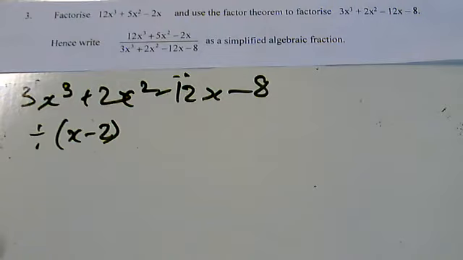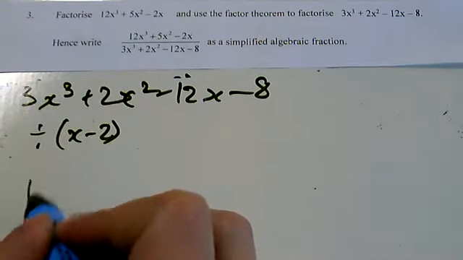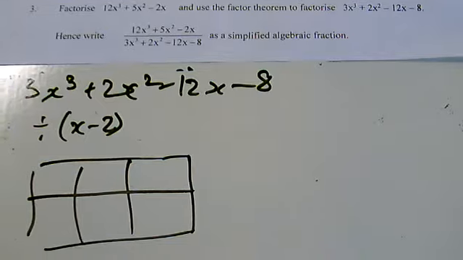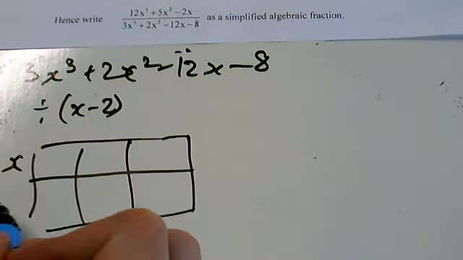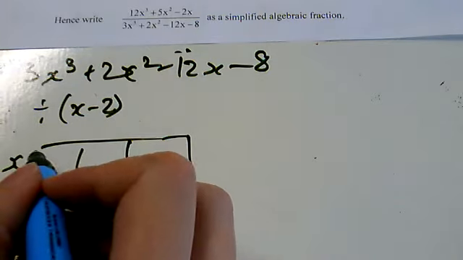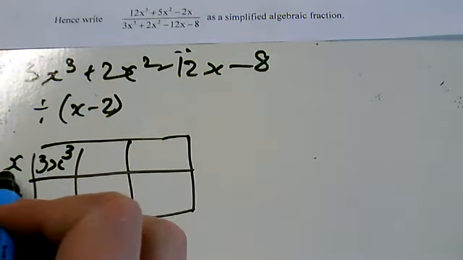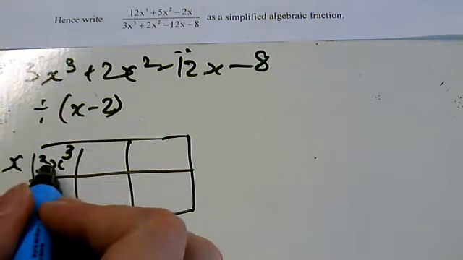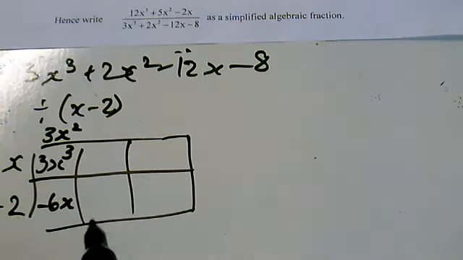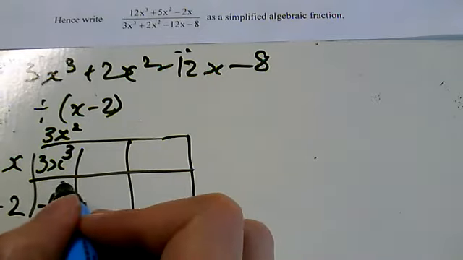Again, you've got a choice here. You could use the grid method, or you could do long division. I'm going to go grid method. So again, I want a quadratic going across. I want x minus 2 to be going into it. So the leading term is 3x cubed, that goes in the top box. What do I times x by to get 3x cubed? It's 3x squared, that gives me minus 6x squared.